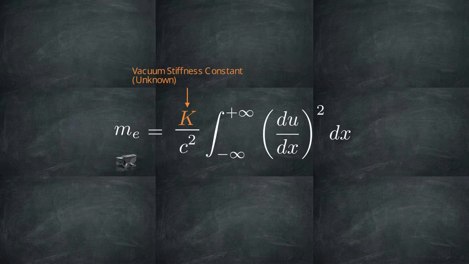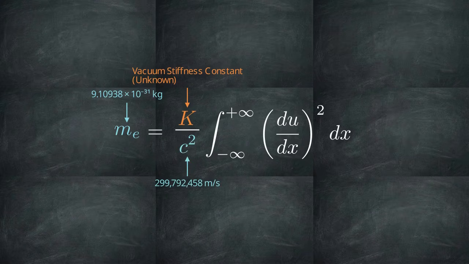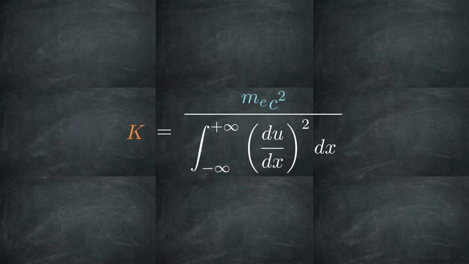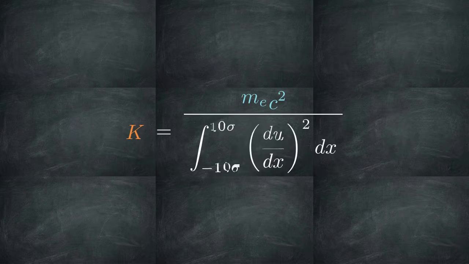In this formula, K represents the stiffness constant of the elastic plenum. It is the single critical unknown. On the other side of the equation, the empirical mass of the electron is a known measured number. The propagation speed of transverse waves in this medium is also an established value, the speed of light. With the knowns established, we can rearrange the terms across the equal sign to isolate the single unknown variable. Finally, the geometric bounds of the electron wave provide the exact limits for the integral, completing the calculation.